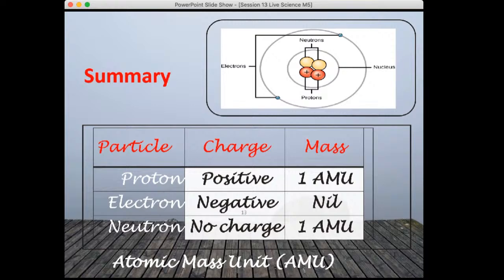AMU stands for atomic mass unit. The electron has a negative charge and it has no mass. The neutron has no charge but also has a mass of 1 atomic mass unit. From the table, it is clear that the nucleus consists of the protons and neutrons and makes up most of the atom's mass. Compared to the protons and neutrons, the electrons have almost no mass.